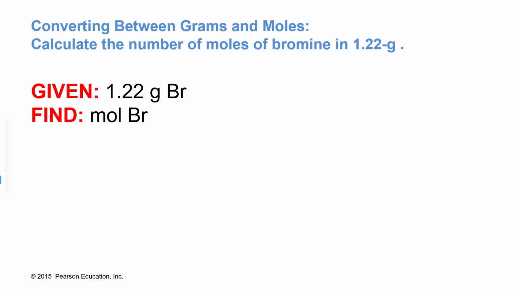Calculate the number of moles of bromine in 1.22 grams. I'd like you to pause the video and try to attempt this one on your own, and then you can unpause and we'll go through it. All right, so this is what we have. This is what we're being told to turn it into. So we have 1.22 grams of bromine. Because we had grams on the top, we're going to put grams on the bottom. We're converting to moles of bromine.